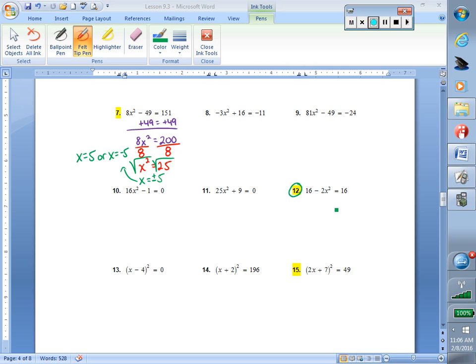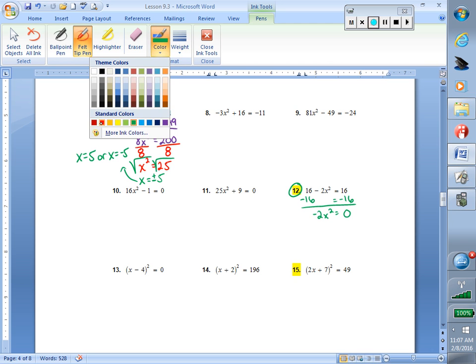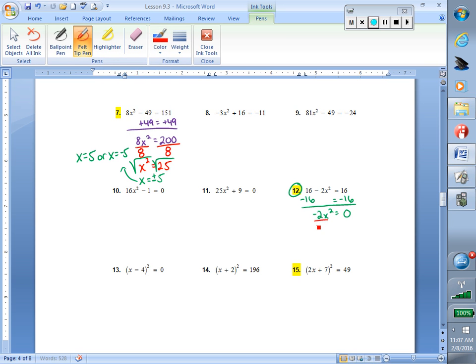So for number 12, it has a little bit different look. We've got a constant, and then our x squared comes. Move our 16 to the other side by subtracting it. 16 minus 16 is 0. On the left-hand side, we have left a negative 2x squared. Let's finish getting the x squared by itself by dividing by negative 2.